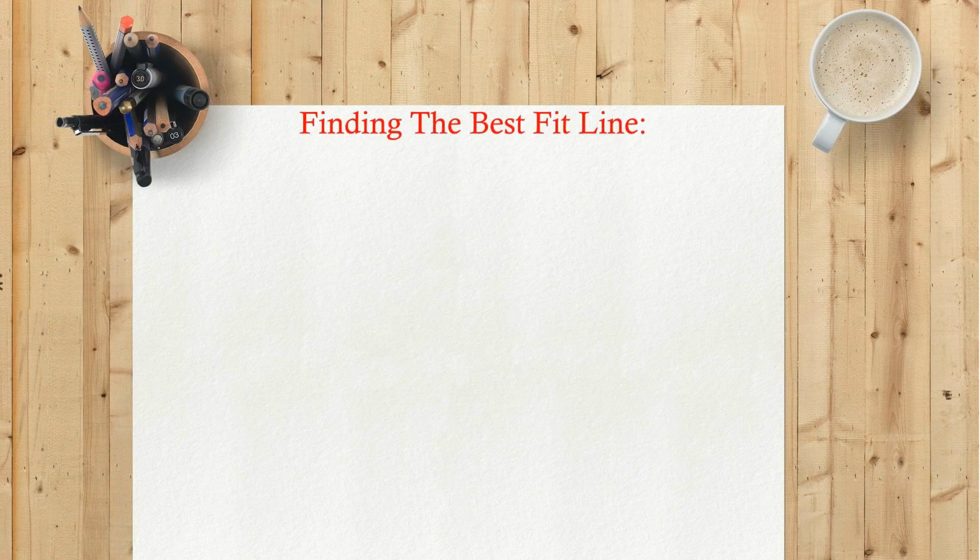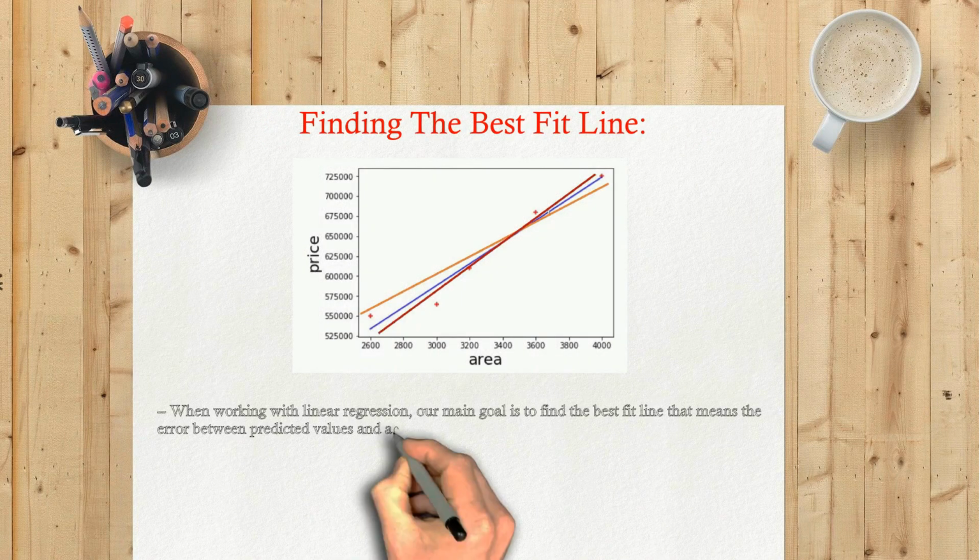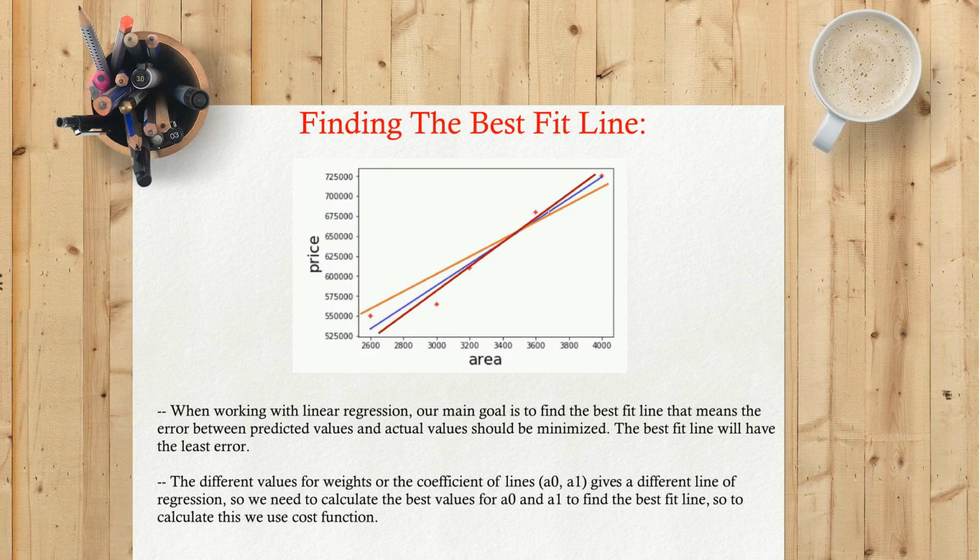Finding the best fit line. When working with linear regression, our main goal is to find the best fit line. That means the error between predicted values and actual values should be minimized. The best fit line will have the least error. The different values for weights, or the coefficient of lines, a0, a1, give a different line of regression, so we need to calculate the best values for a0 and a1 to find the best fit line. So to calculate this we use cost function.